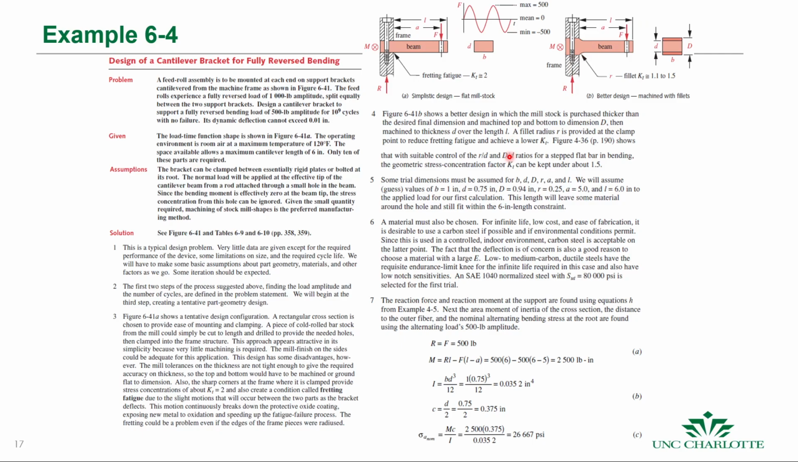Okay. So then we have to pick some dimensions. In this case, some dimensions are picked, they're guessed. And then we have to pick a material. In this case, a low carbon steel is used that has 80,000 psi because this is cheap, it's readily available, it has an endurance limit, and so we just pick that material to see how it'll work. And then we go to analyze the forces.